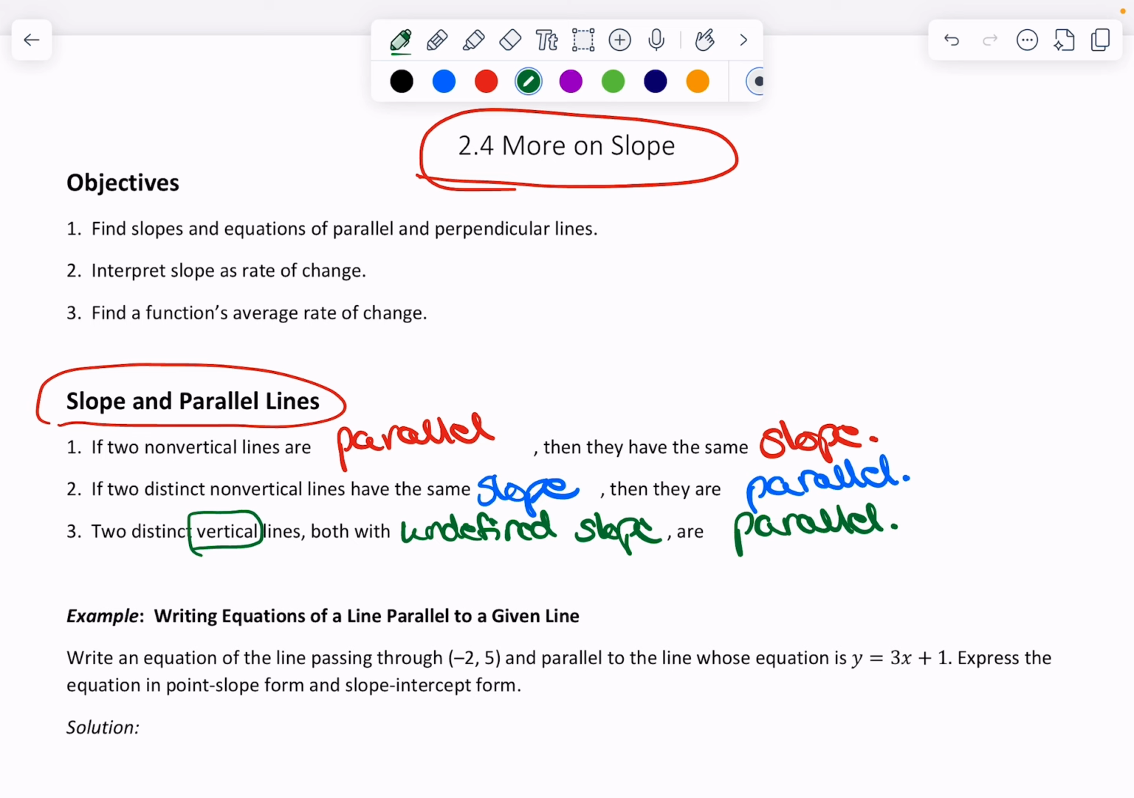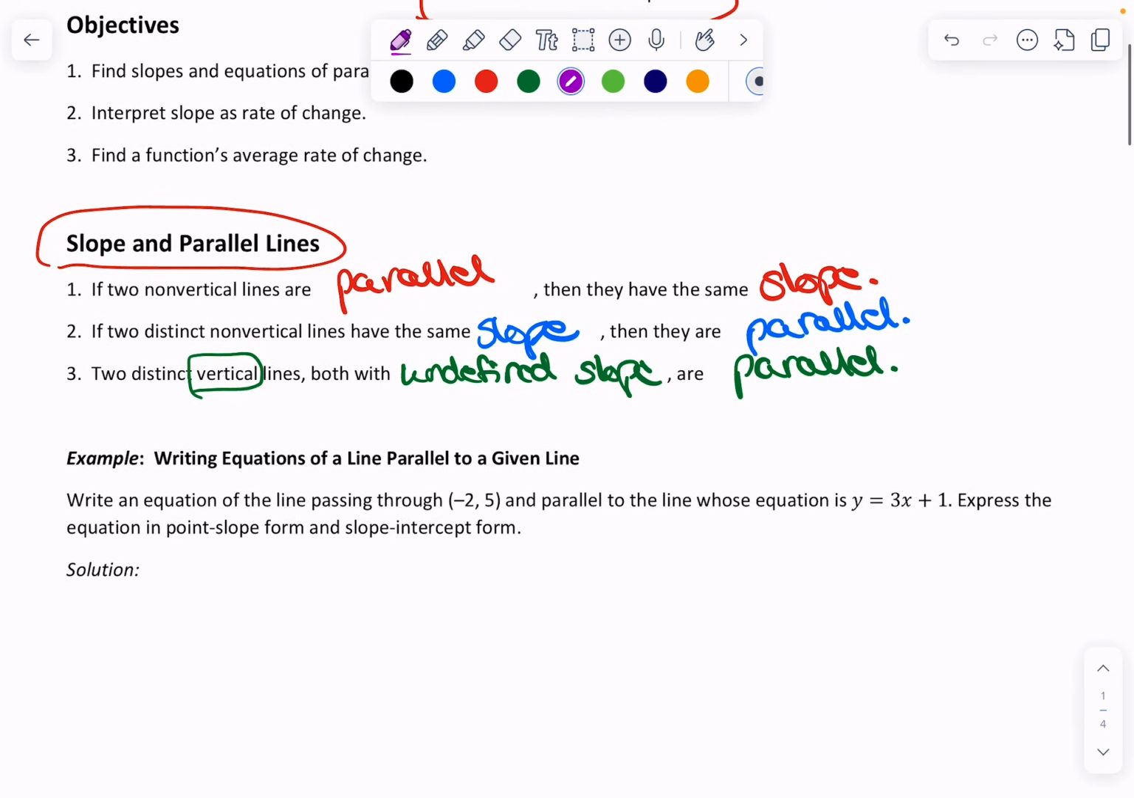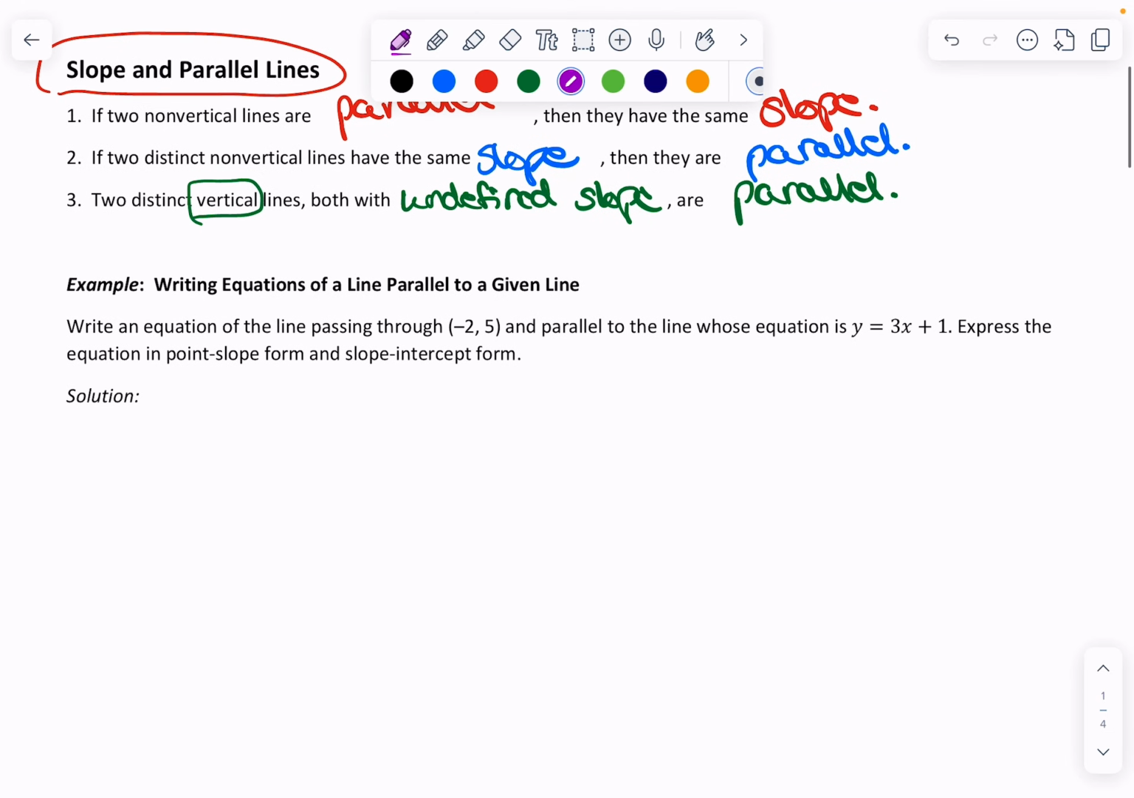Okay, so we're going to look at an example here, writing equations of a line parallel to a given line. So we are supposed to write an equation of the line passing through point (-2, 5), and parallel to the line whose equation is y = 3x + 1. Express the equation in point-slope form and slope-intercept form. So we need two different forms here.